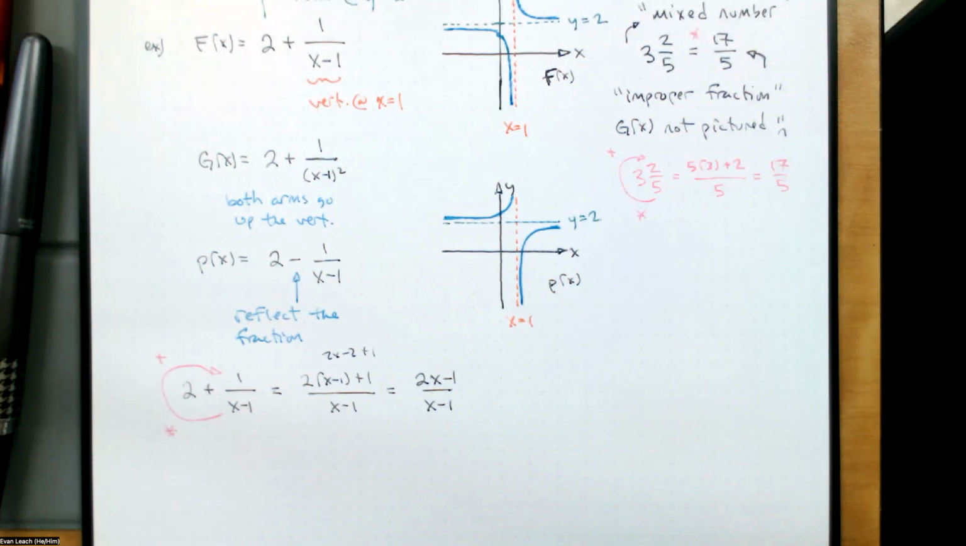In this case, we can still see that vertical asymptote at x equals 1. The horizontal asymptote, we have to think about what's happening as x goes to infinity. And as x goes to infinity, these minus 1s don't matter. 2x divided by x is 2. 2 billion divided by a billion is 2. 200 billion divided by 100 billion is 2. The minus 1 doesn't matter.